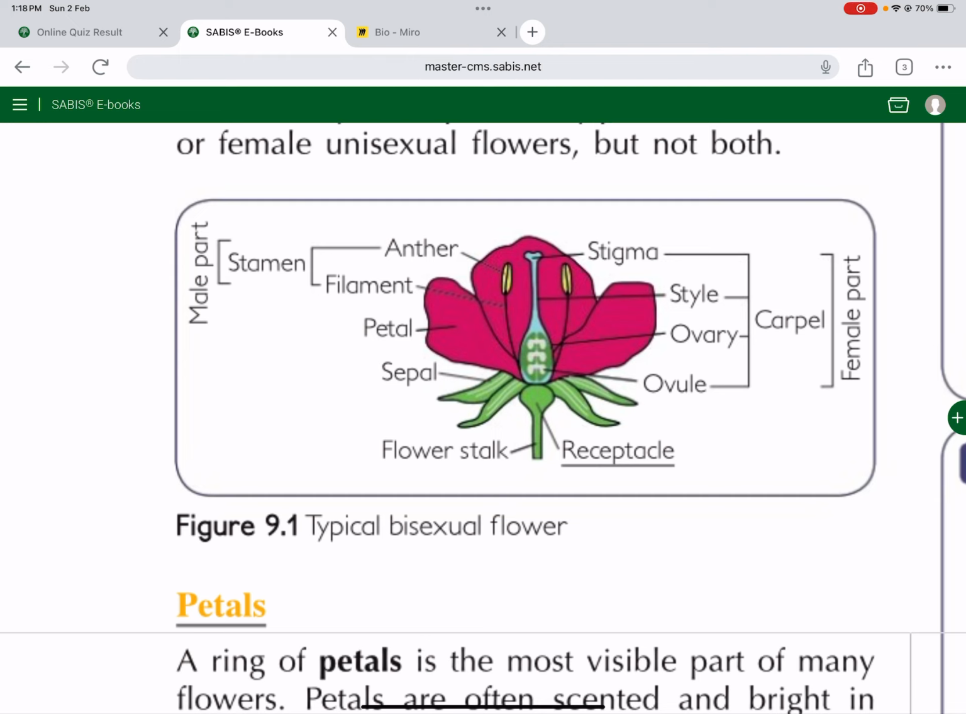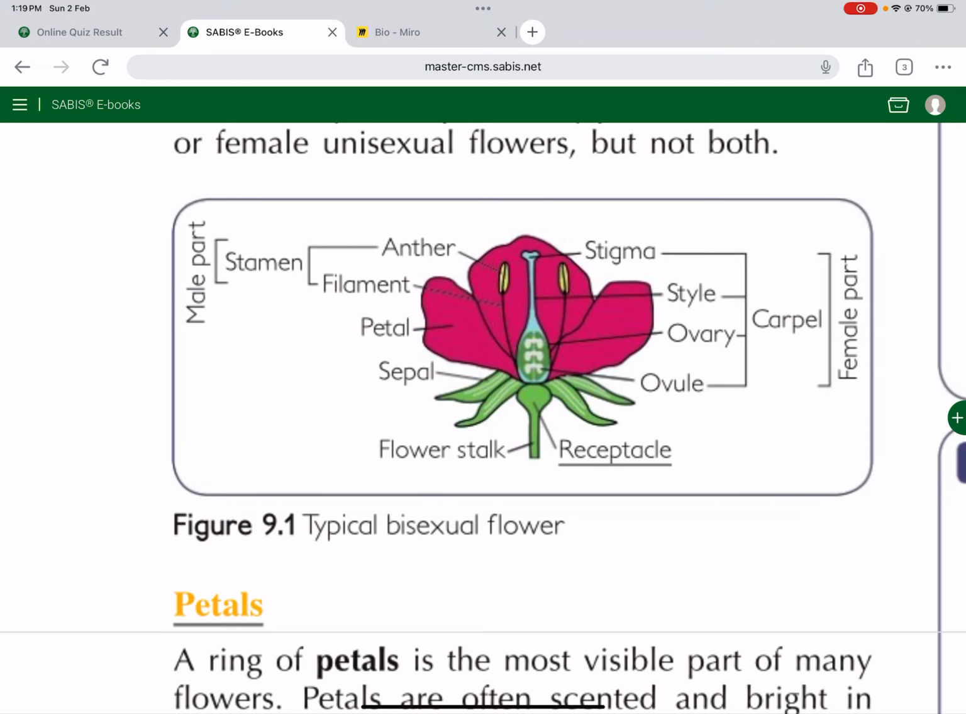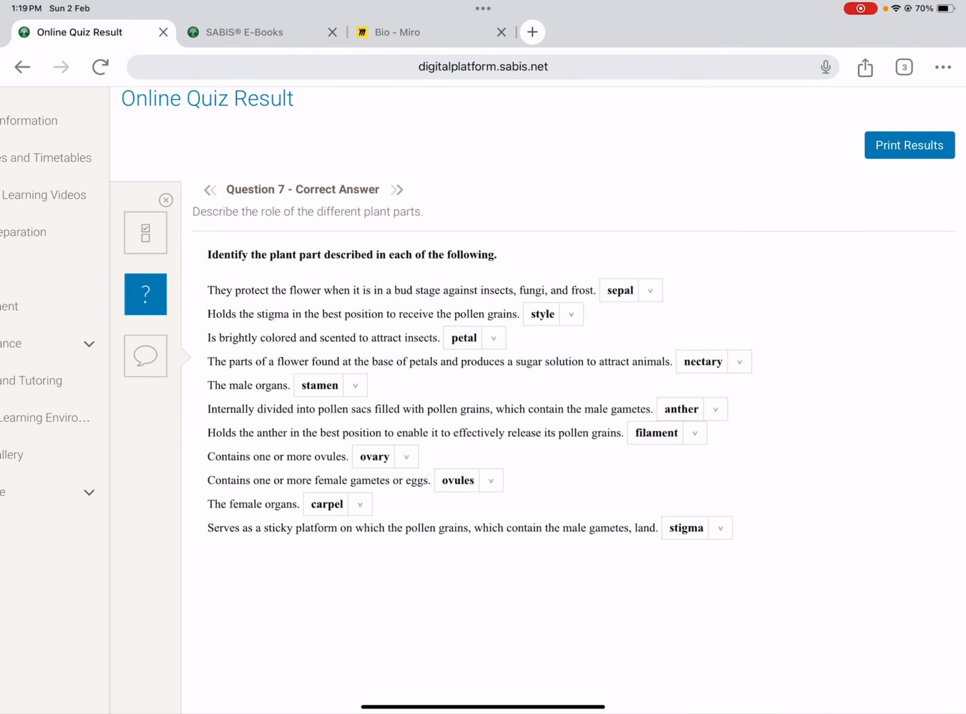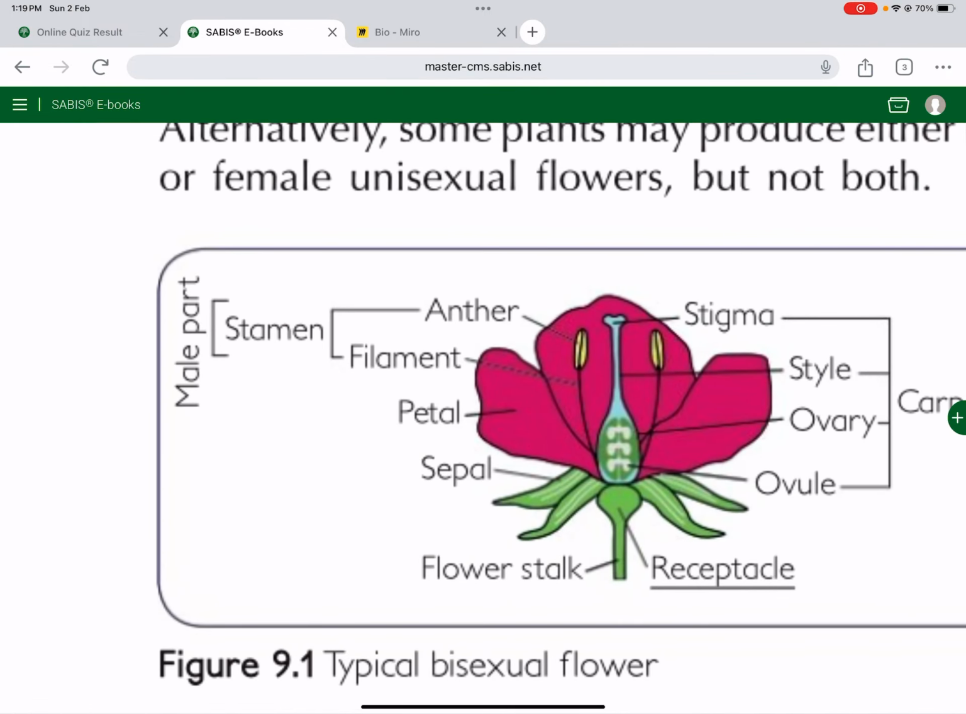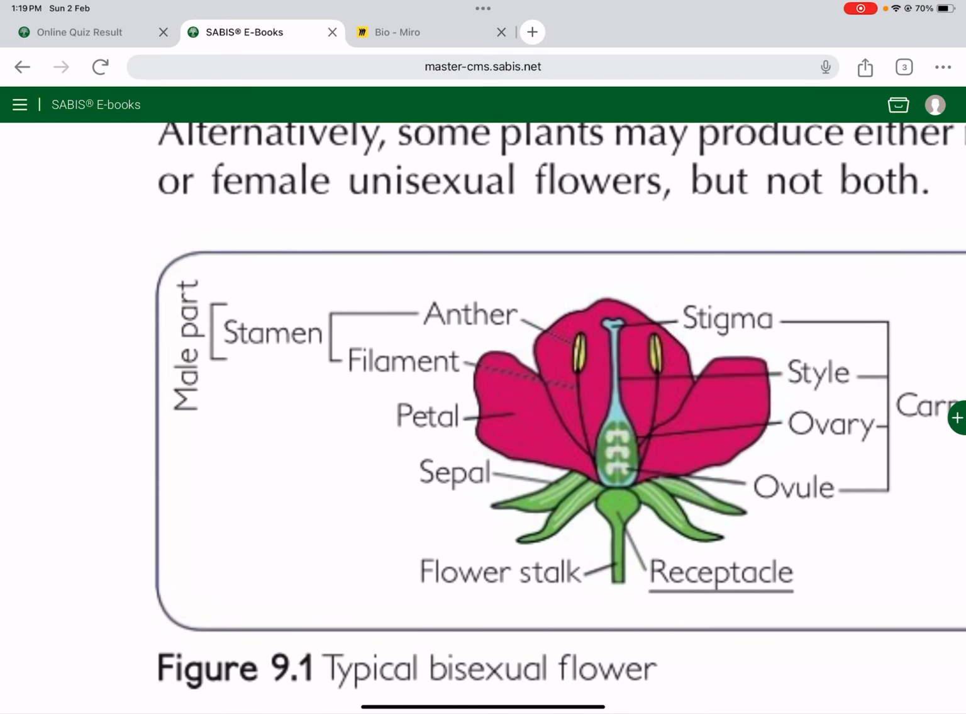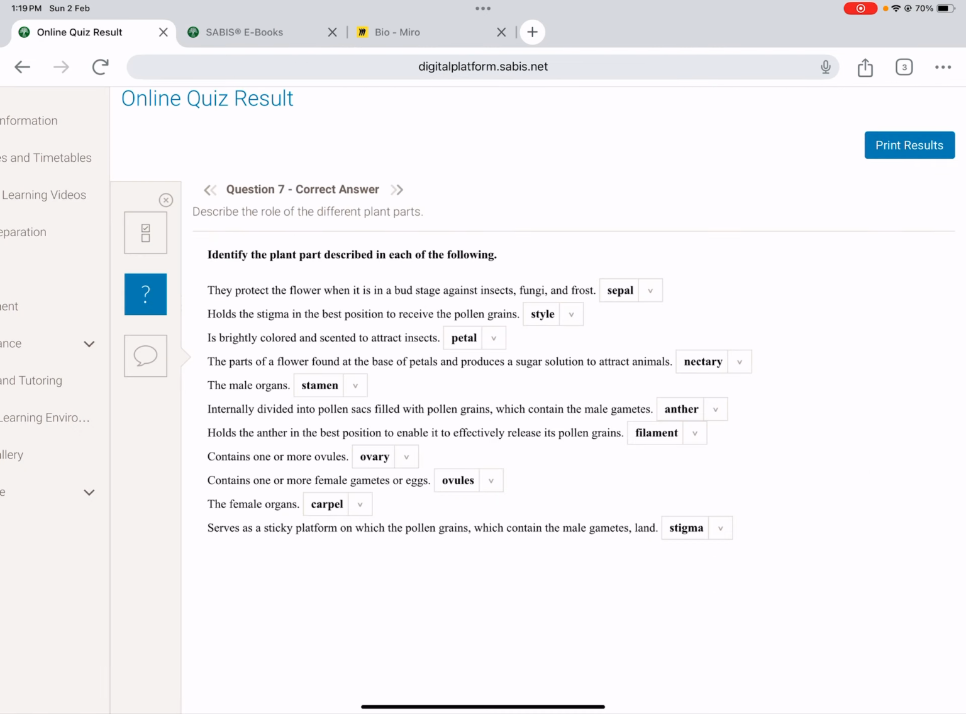Now what does the carpel contain? It contains the stigma, the style, and the ovary, and inside the ovary we have the ovules. So we'll look at the functions of them also in this question. They protect the flower against insects, fungi, is the sepals. Holds the stigma in best position to receive the pollen grains. Of course, it's going to be the style, because look at the style, it's holding the stigma, which is at the top. The style holds it in the best position.